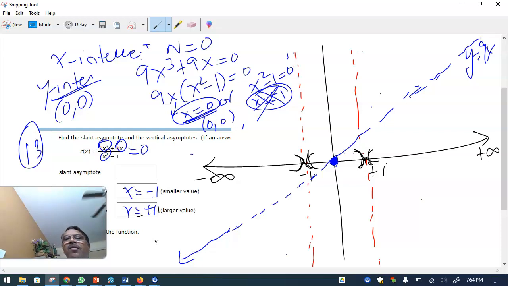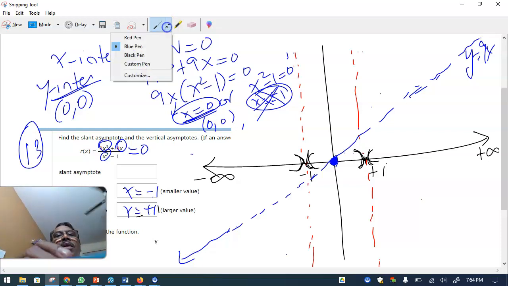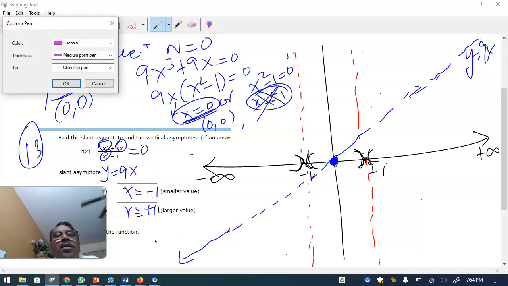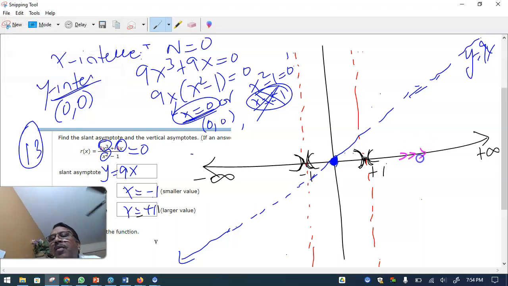Now, how do we sketch this? All we know is the slant asymptote. This is 9x, right? What does that mean? It means y is 9x. Basically, the question is what happens as x approaches a very large positive number. Remember the y values.